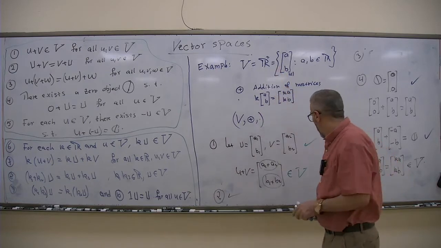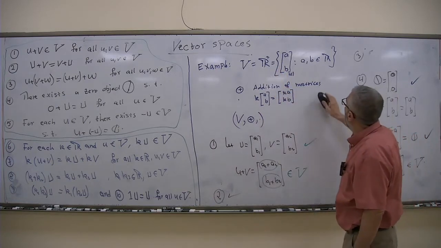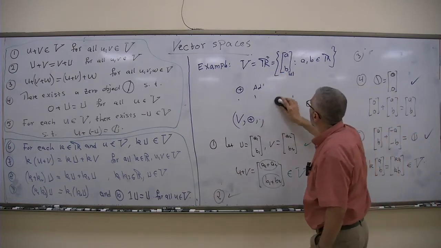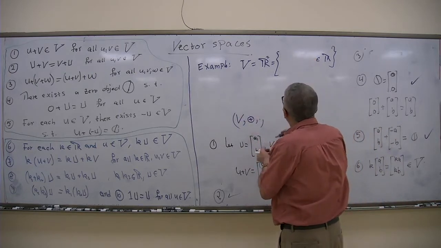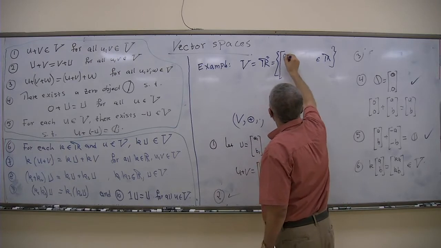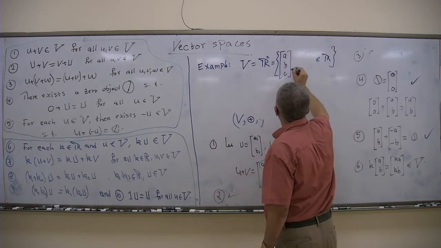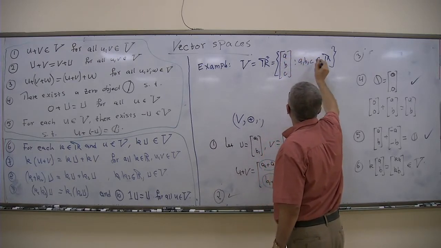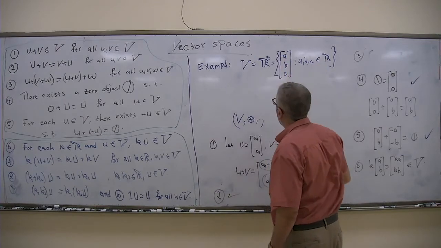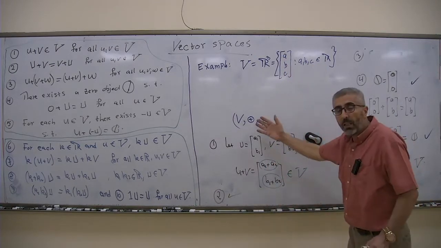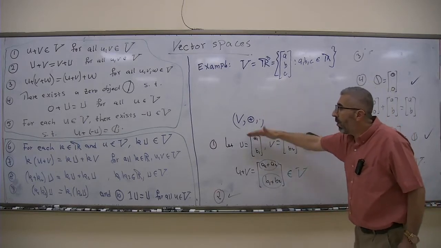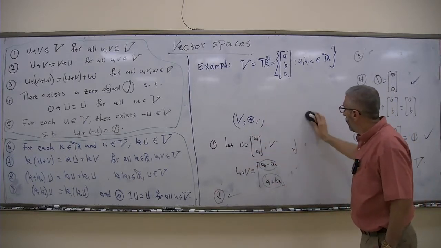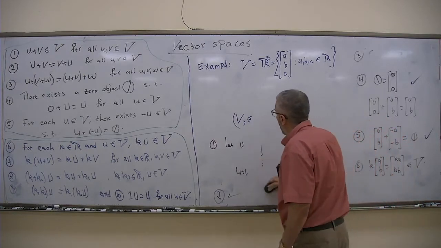or R4. So if I go here and I change this and make it like this, A, B, C, such that A, B, C in R. So this is R3. The same addition, the same scalar multiplication. So go over them one by one. You find all the conditions satisfied.